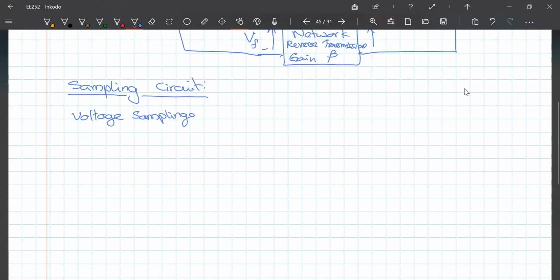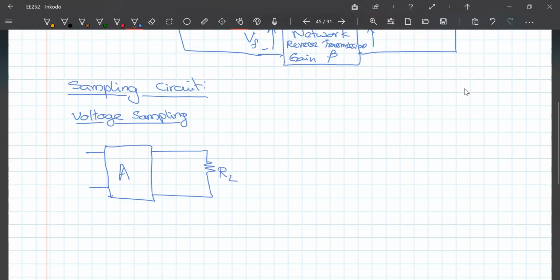So, we need to sample the output voltage. For that, what you have is the amplifier with gain A. This is the amplifier without feedback. This is the original circuit that you had, and this is going to go to the load. This is the load.